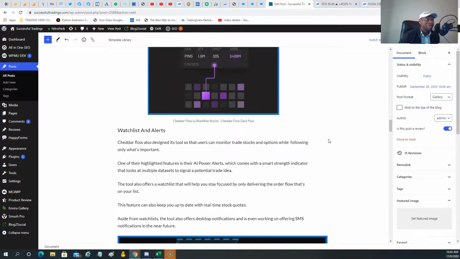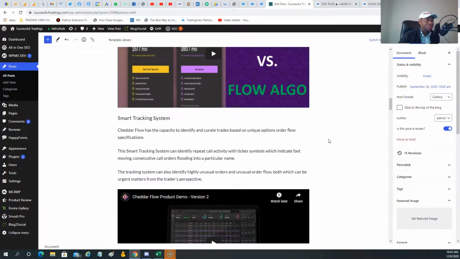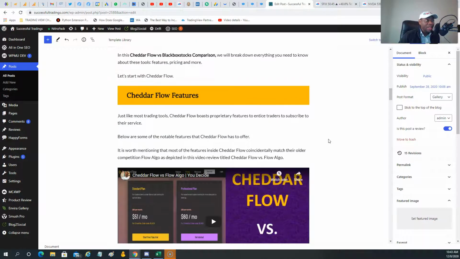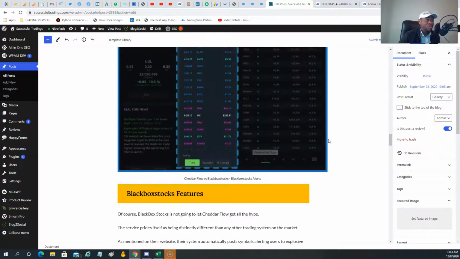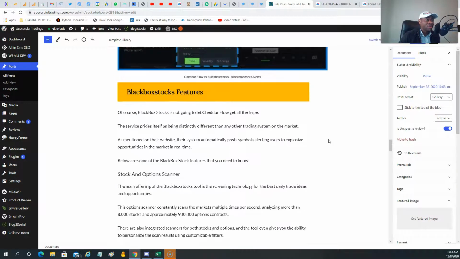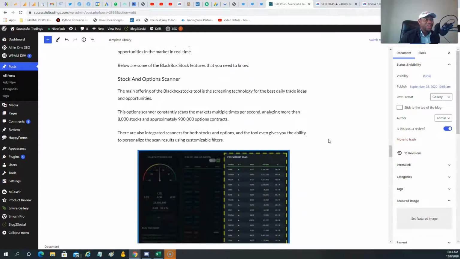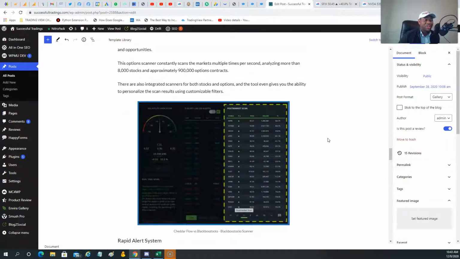So let's talk a little bit about Blackbox features. Inside of Blackbox, they start you with a stock and option scanner. That's really what happens, and that scanner is looking at a lot of stocks, close to 8,000 stocks, pretty much the whole New York Stock Exchange. We know that number from Finviz, another tool that we use. Options contracts, all the way to maybe 1 million at any time. So imagine the amount of information that can come in.